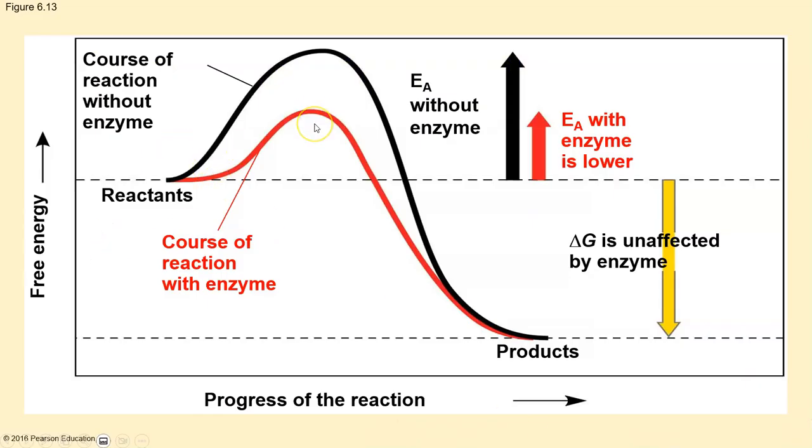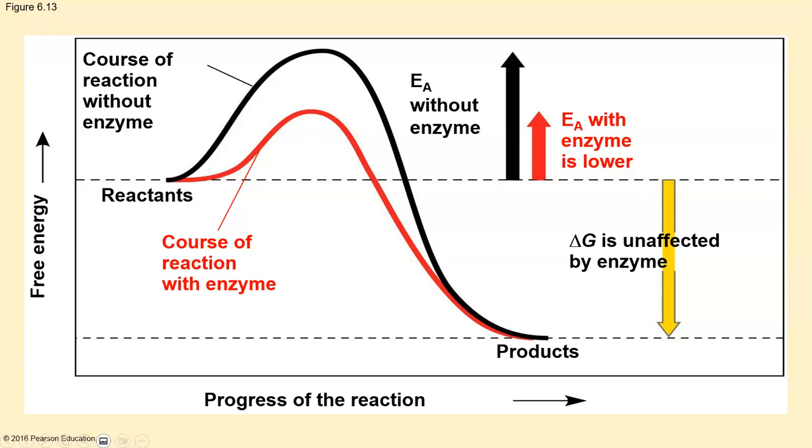Now we've seen this graph before. This is the free energy graph showing the progress of a reaction, if you read this from left to right, and on the y-axis is free energy. We have the reactants, which have a higher free energy than the products. So this is an exergonic spontaneous reaction.